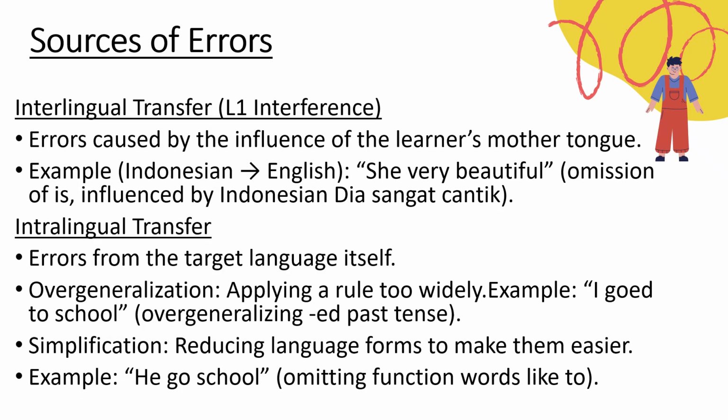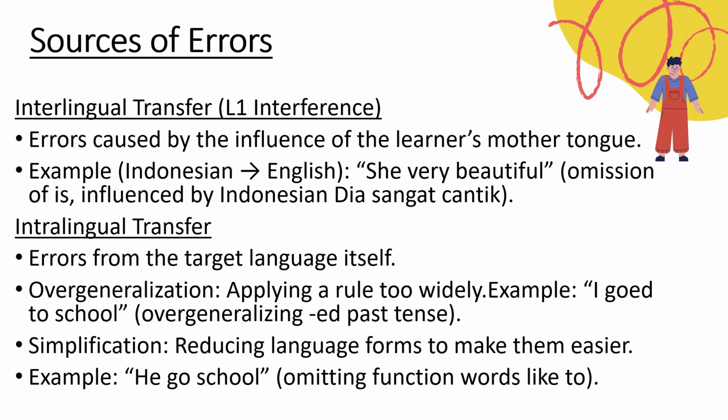Okay, so sources of errors can be because of interlingual transfer, when there is L1 interference. L1 is language one. For example, because we are Indonesian, our L1 is Bahasa Indonesia. So interference from our Bahasa Indonesia very much affects the transfer from Indonesian into English. The error is caused by the influence of the learner's mother tongue, as I explained before.